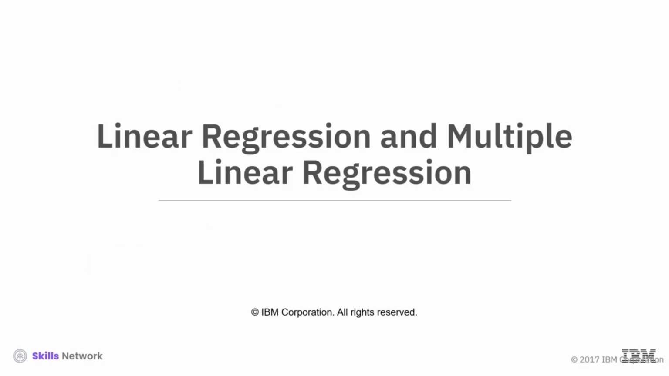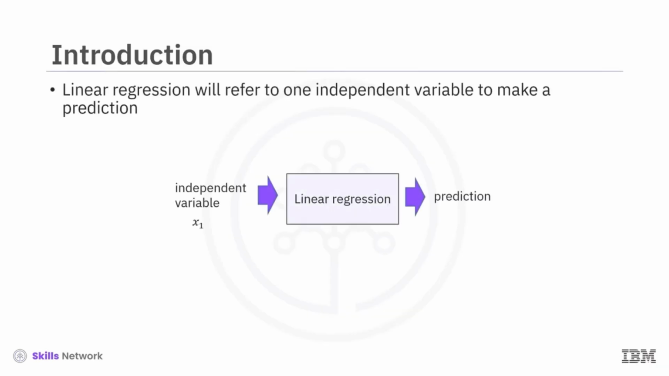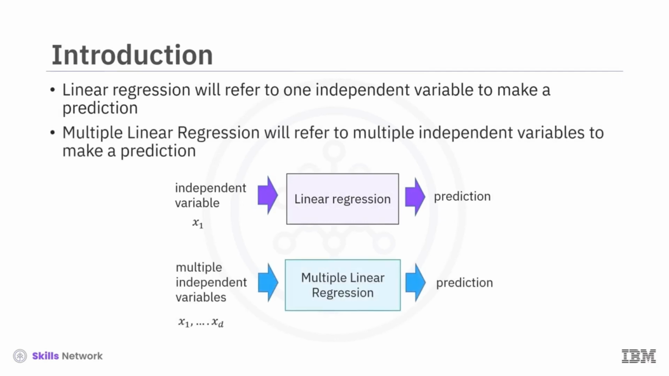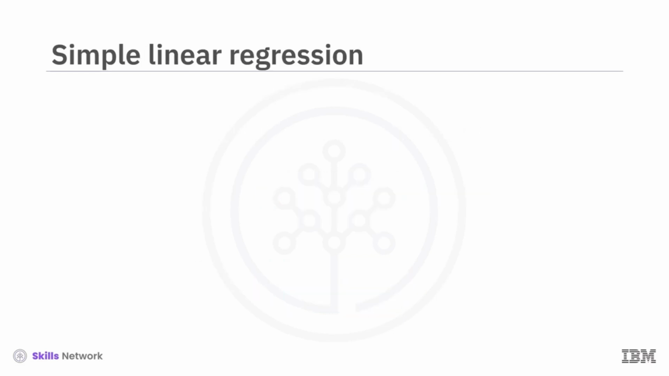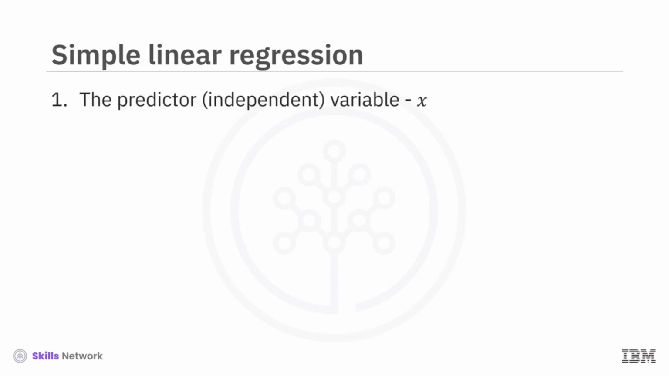In this video, we'll be talking about simple linear regression and multiple linear regression. Linear regression will refer to one independent variable to make a prediction. Multiple linear regression will refer to multiple independent variables to make a prediction. Simple linear regression, or SLR, is a method to help us understand the relationship between two variables, the predictor, independent variable x, and the target, dependent variable y.